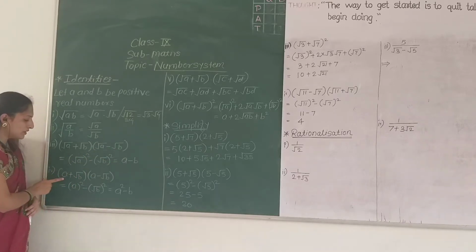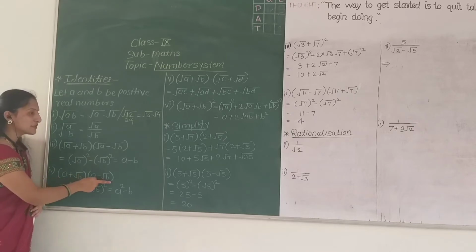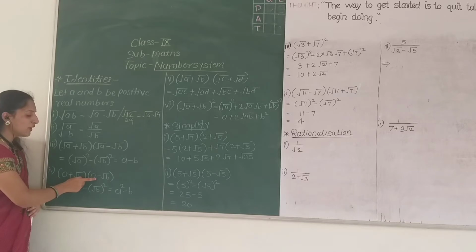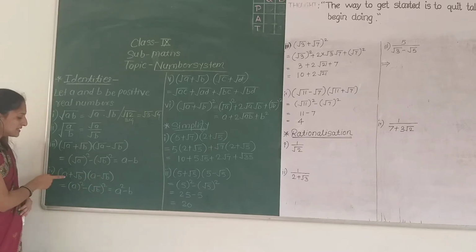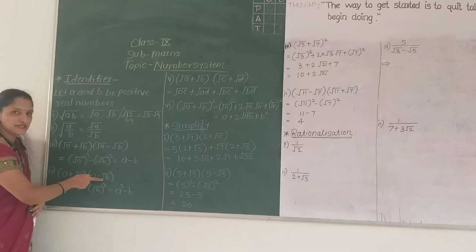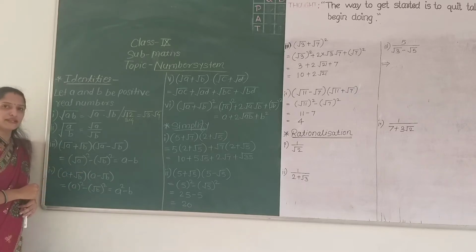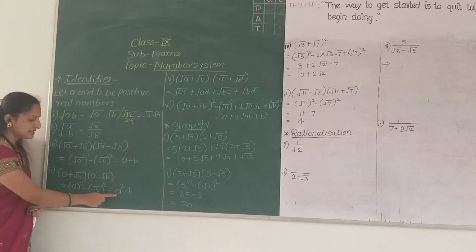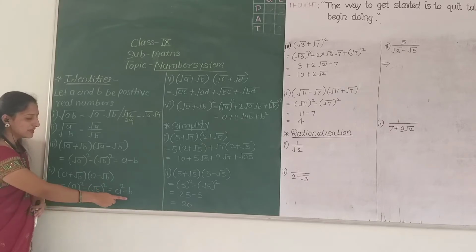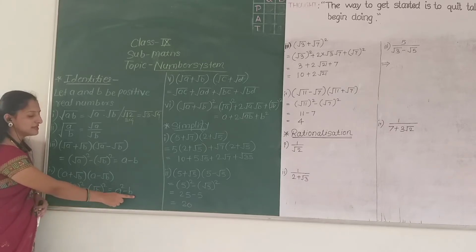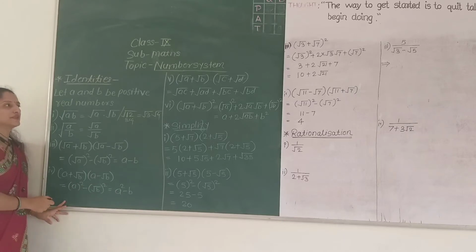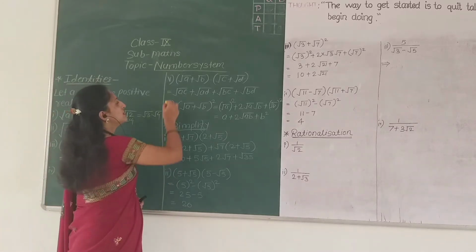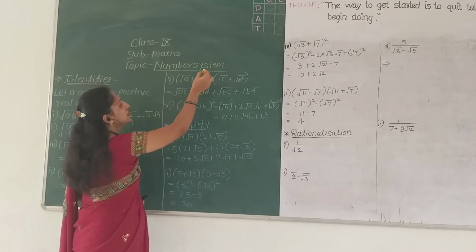Okay. Now the fourth one, A plus root B into A minus root B. Here again A plus B into A minus B is an expansion of A square minus B square. So here A square minus B. Value of B is root B here, so root B square. So that is A square minus square root of B square is B. That is A square minus B. Okay with this? Okay.